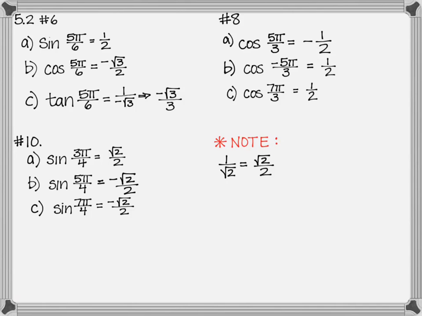So I want to make a little note here to remind you a little bit about fractions and square roots. Think about the fact that 1 over the square root of 2 is the same thing as root 2 over 2. So when we see these numbers, root 2 over 2, it's the same thing as 1 over the square root of 2. We've just rationalized the denominator.